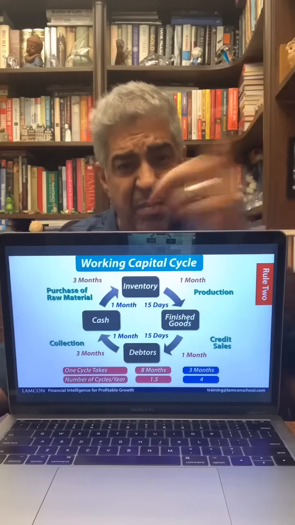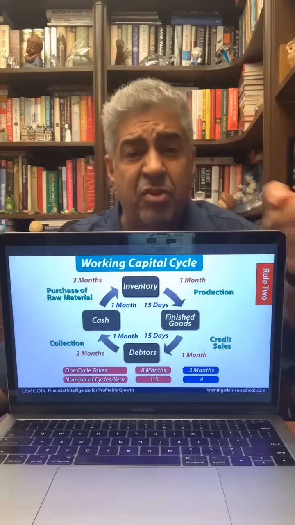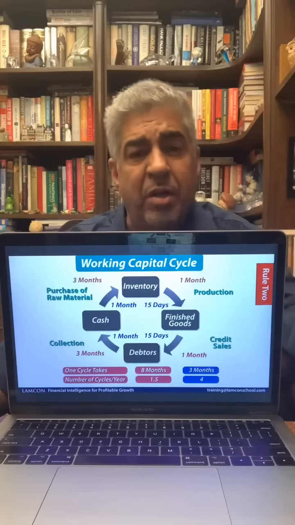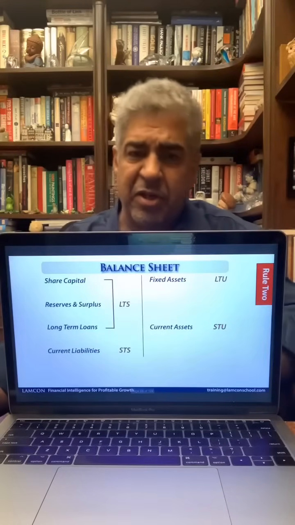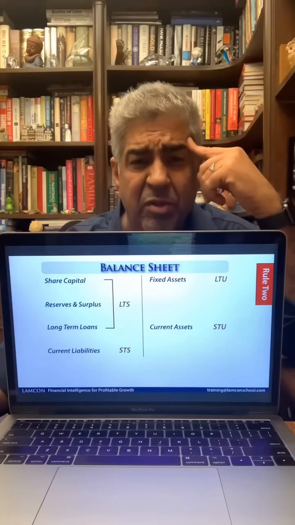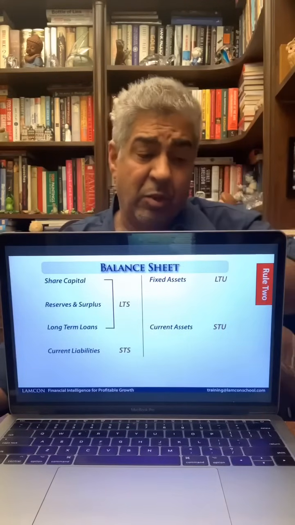Right now, for my discussion, it doesn't matter whether it takes 3 months or it takes 8 months, whether you are efficient or you are inefficient, if money can come back within 1 year, we call it short term. So do you agree the efficient fellow's working capital is also short term and the inefficient fellow's working capital is also short term?